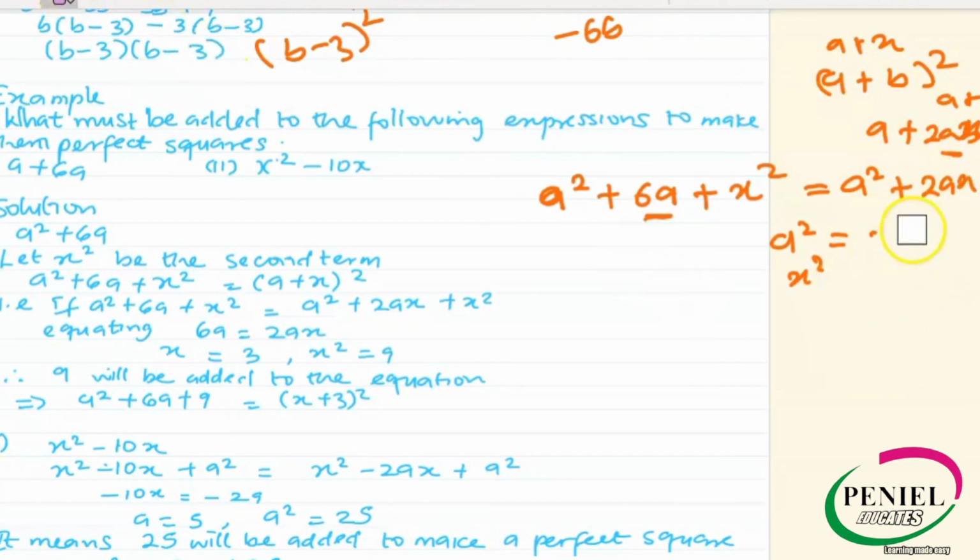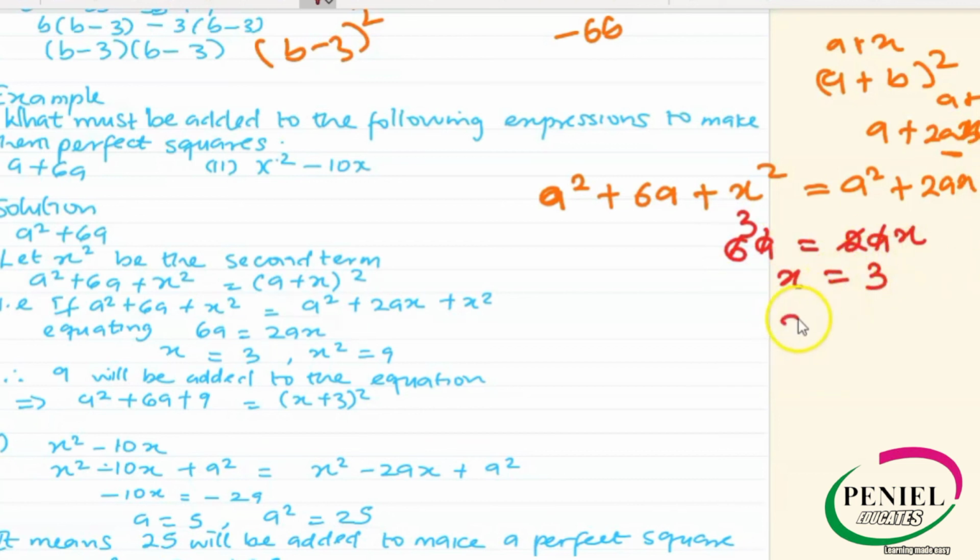So now what do we do? We just equate them together to look at what must be added. a squared is equal to a squared, x squared is equal to x squared, and 6a is equal to 2ax. So a cancels, 2 cancels, and we have 3. So x is equal to 3. If x is equal to 3, then x squared will be 9. So what we need to add to make a perfect square is 9. So we're going to have a squared plus 6a plus 9.